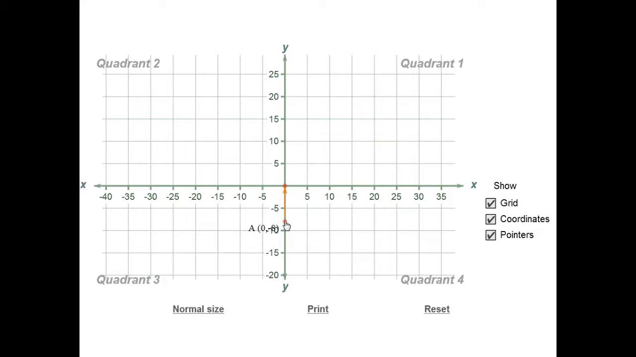If I wanted to plot a point on the x-axis, the ordered pair would have a y-coordinate of 0. So if I would like to plot negative 12, 0, I would move negative 12 units to the left, and then I would not move up or down because my y-coordinate would be 0. And my point would be plotted on the x-axis.